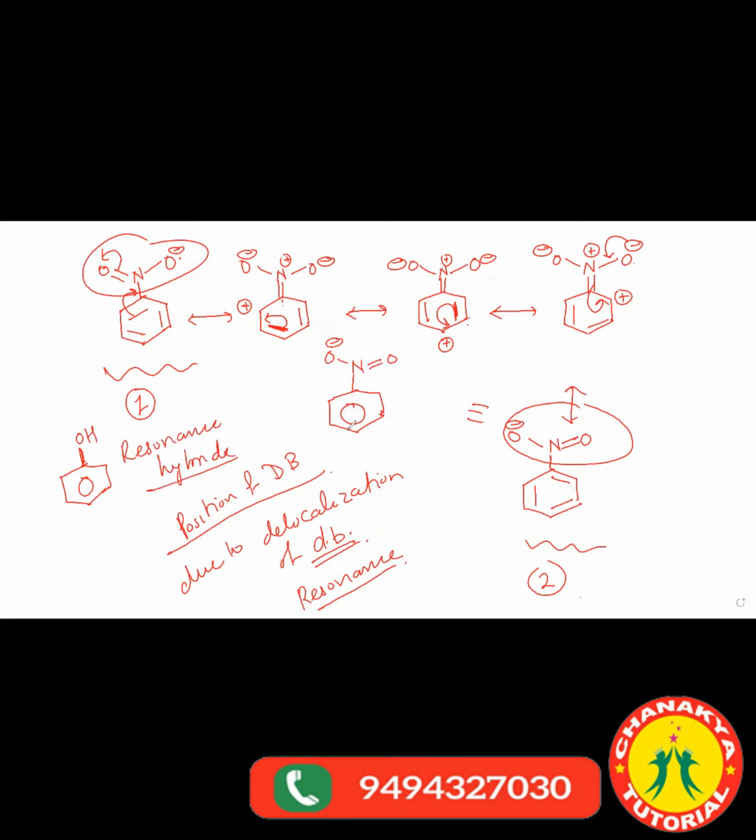Most of the time, this hybrid means the circle inside this benzene can be shown with dotted lines. Instead of solid, you have to draw it with a dotted circle. So you can say it a hybrid. Clear?